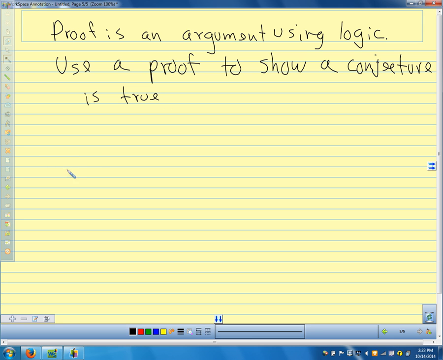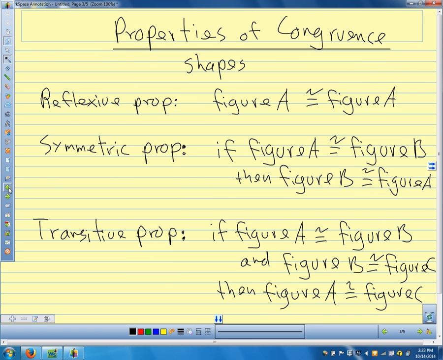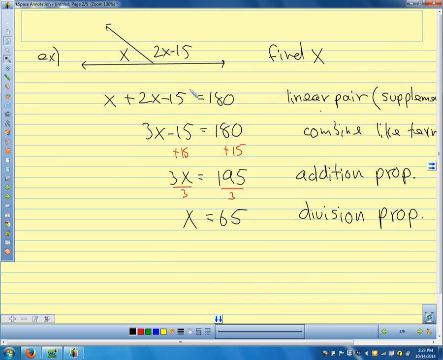What we're going to use mostly in this class, it's not the only way to do a proof, is called a two-column proof. A two-column proof means on one side we put our statements, and on the other side we put our reasons. So if I go back here, that's essentially what we did here. Here are our statements, and here are our reasons. So this is kind of a two-column proof.